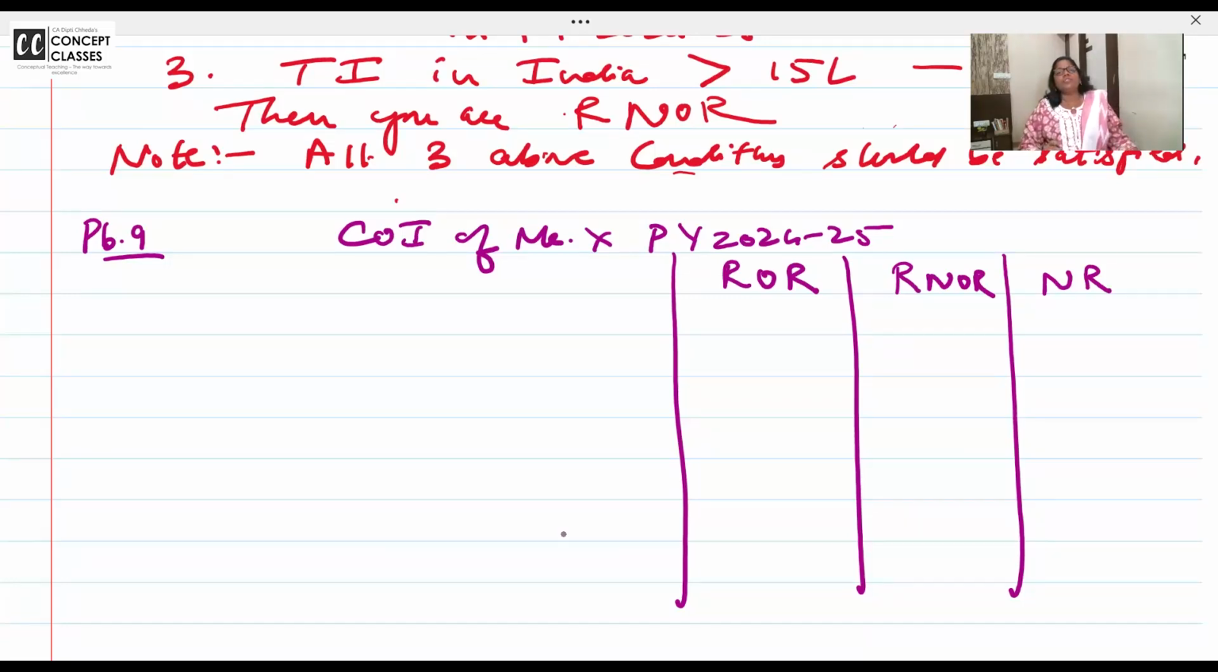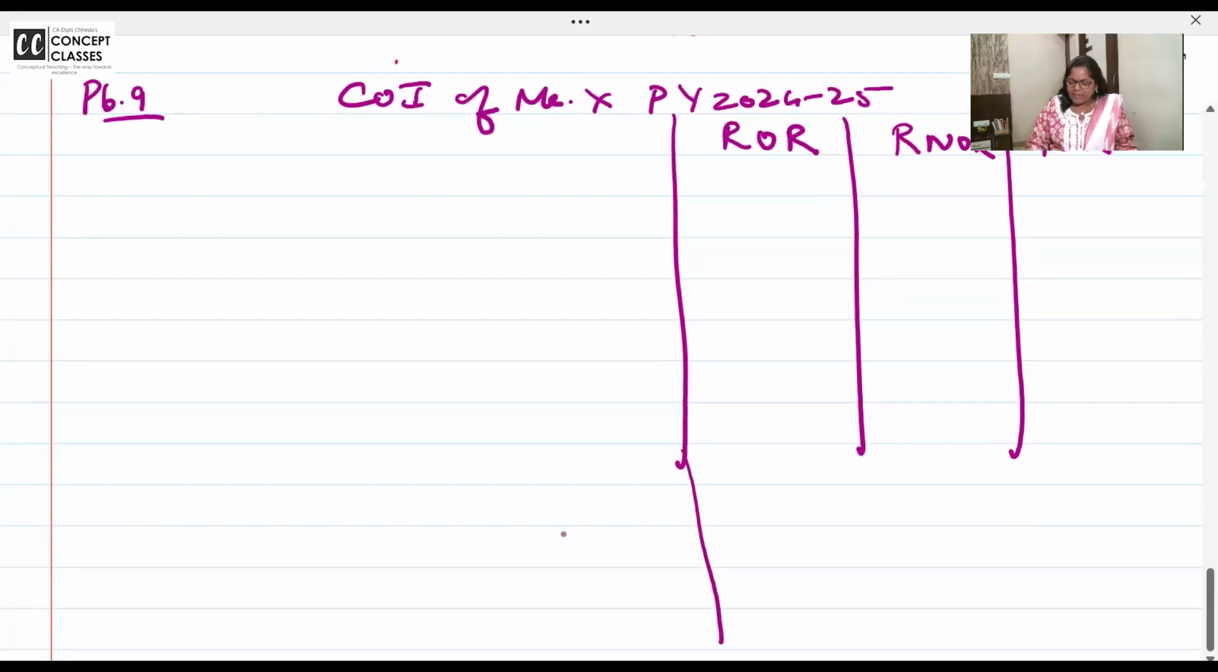I want all of you to start using a scale and pencil so that you make it nicely, so that you like to refer to it next time.